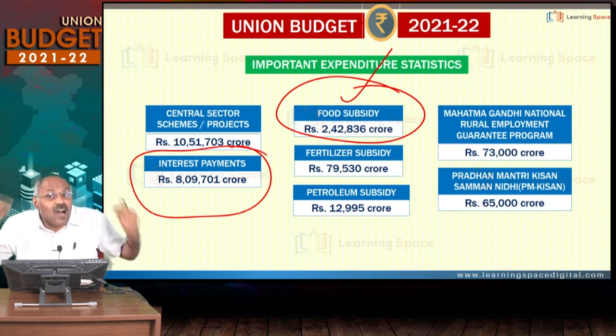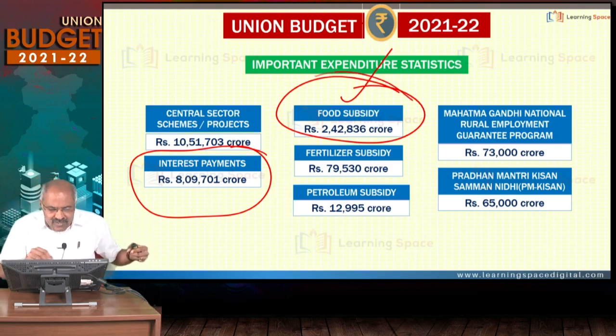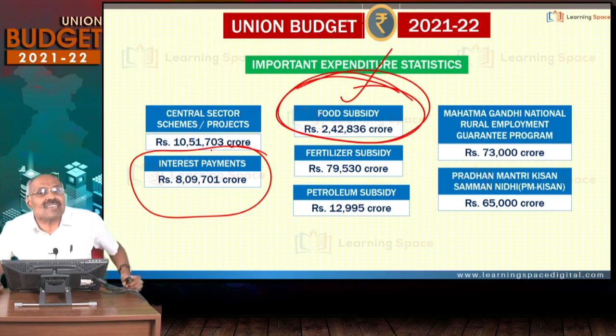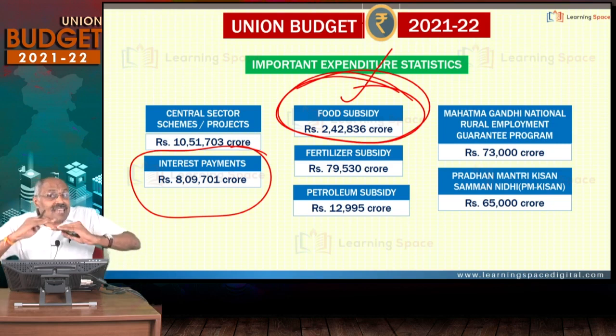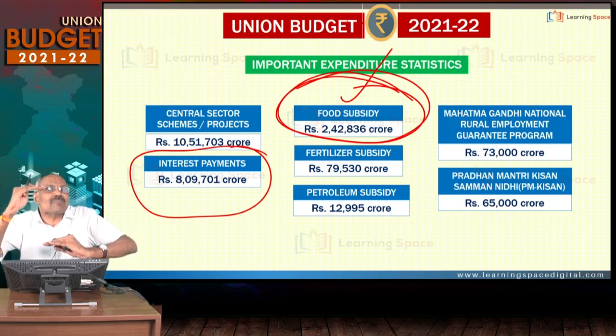It will not ask Food Corporation of India from now onwards to borrow from the market. So therefore, 2.43 lakh crores is allocated for food subsidy, and Food Corporation of India is not required to borrow from the market. Friends, last year Food Corporation of India accessed money from National Small Savings Fund to bridge the gap between what the government allocated and the actual requirement.